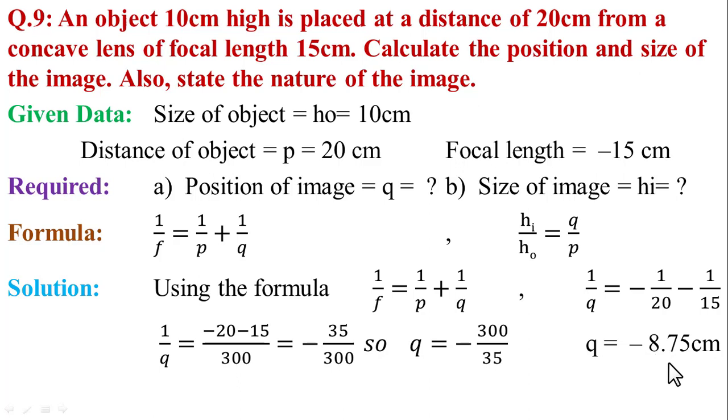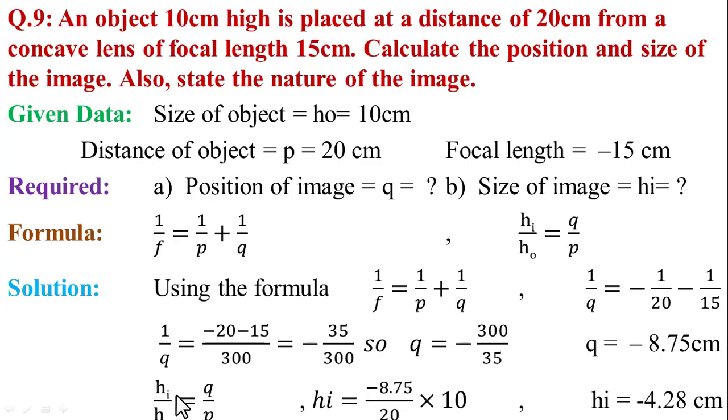Here q is equal to minus 300 divided by 35, that is equal to minus 8.75 centimeter. Now we can calculate the height of image: hi over h naught is equal to q over p. So hi is equal to minus 8.75 divided by 20 multiplied by 10. Calculating the answer, hi is equal to minus 4.28 centimeter. Then size of image hi is equal to minus 4.28 centimeter.